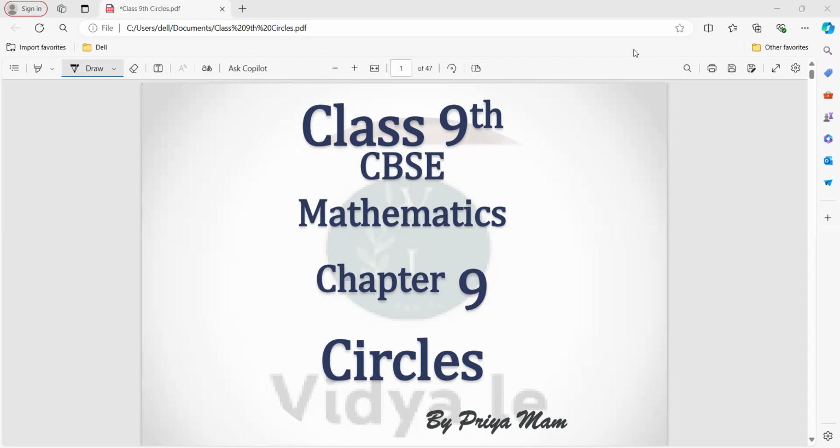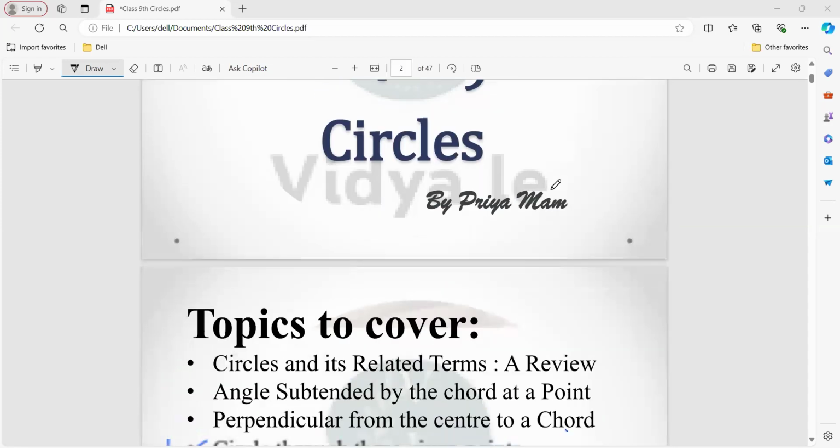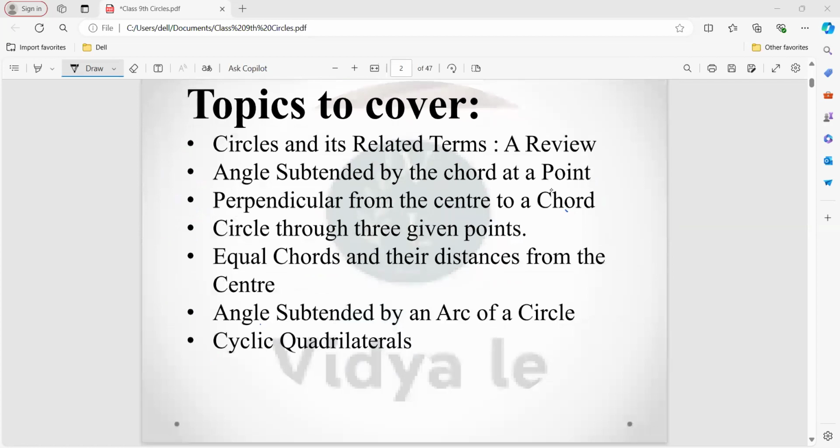So, today we are going to start chapter 9, Circles, of the class 9 mathematics. So, let's get started. And before we start, let's see what are the topics that we need to cover in this chapter. So, the topics are, first of all, we'll recall what a circle means and the terms related to circles. We'll revise all the terms related to circle.